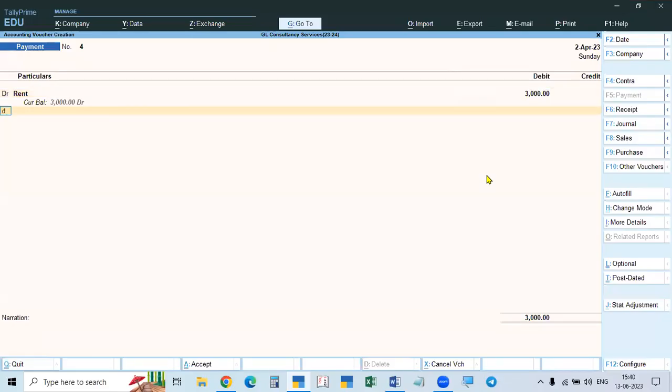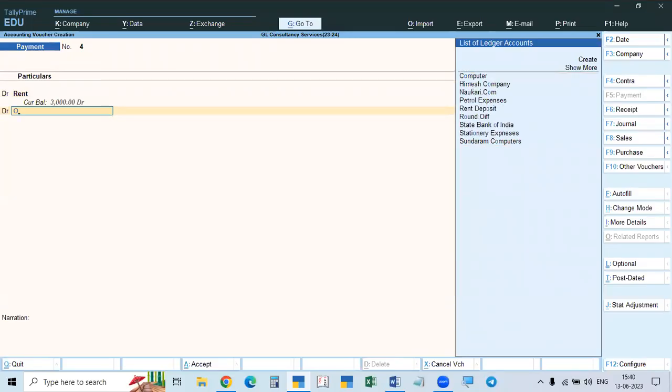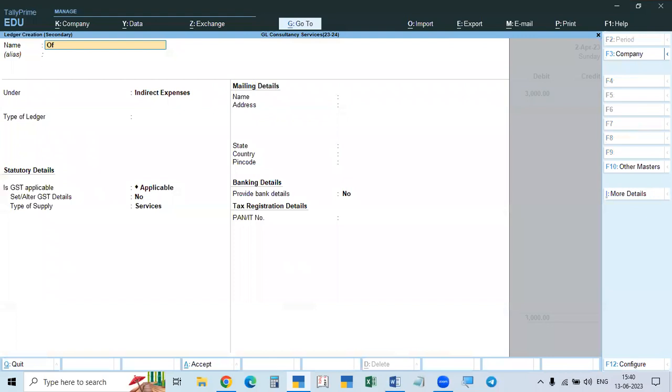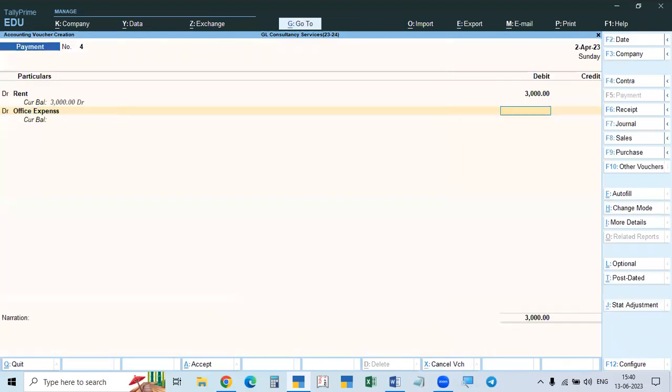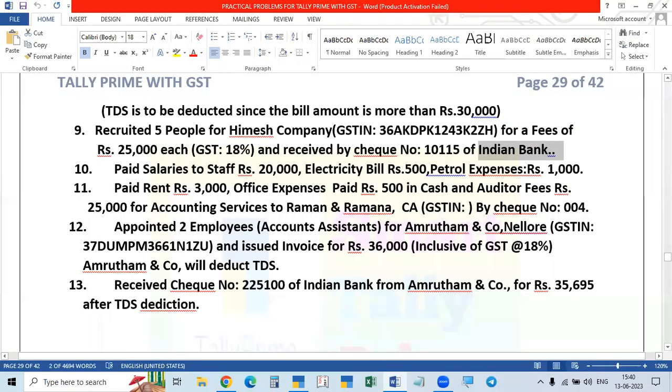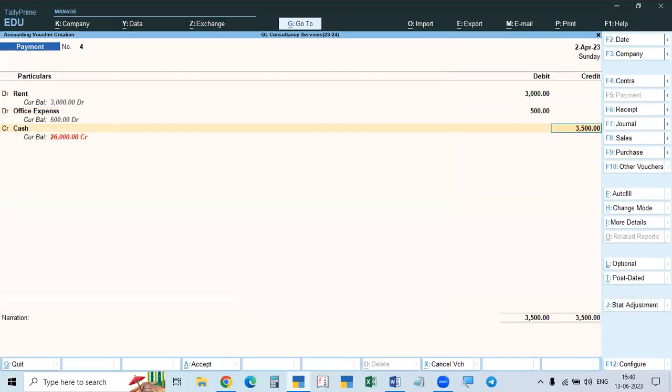3 months. Again debit. There is one more expense: office expenses. Office expenses is not there, so this will be created. Office expenses. These are indirect expenses. There will be no GST. Okay, no GST. Then the amount is 500 rupees. Okay, so total to cash. That is the expenses paid.